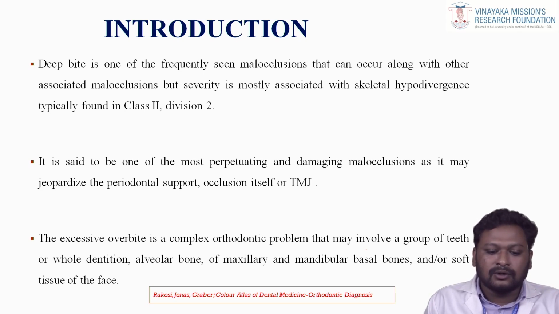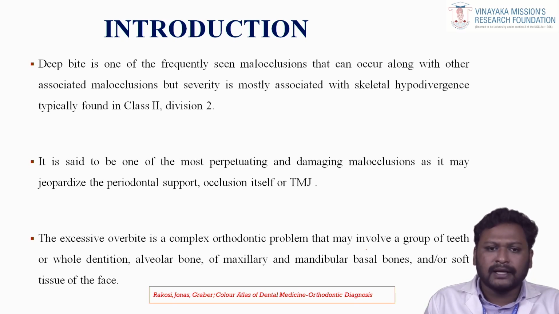Generally, deep bite is one of the frequently seen malocclusions that occurs along with other associated malocclusions, but its severity is mostly associated with skeletal hypodivergent cases, typically in class 2 division 2 cases. It is said to be one of the most perpetuating and damaging malocclusions as it may jeopardize the periodontal support, the occlusion itself, or the TMJ. It will damage the periodontal integrity, because a skeletal deep bite will encroach on the freeway space. So there will be a limited freeway space, which will jeopardize the TMJ and also the integrity of the periodontal ligament.